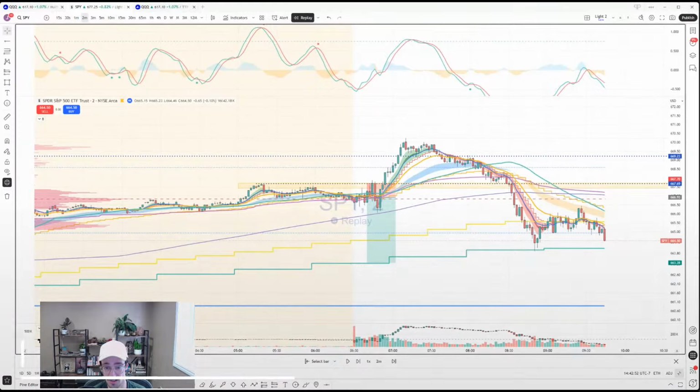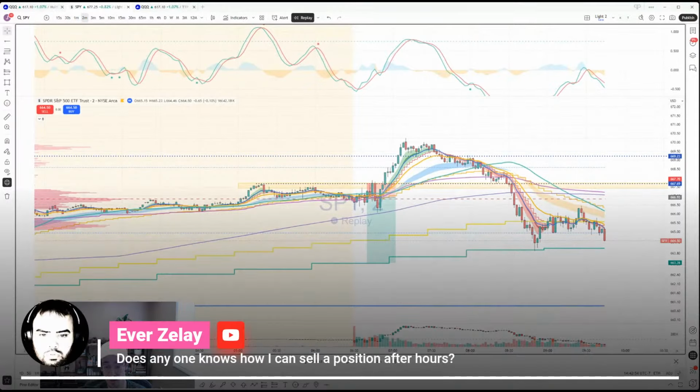Real quick, Everzile, yeah, depends on the broker. If it's options, you cannot. If it is shares, you definitely can, but you gotta figure out how to do a limit order with good till close or good till cancel.